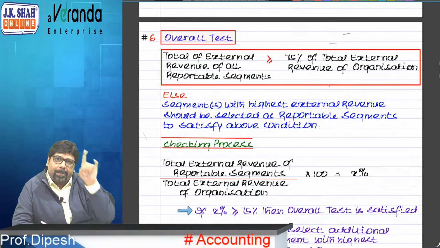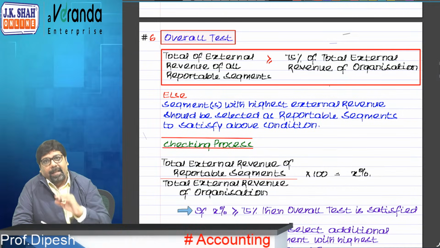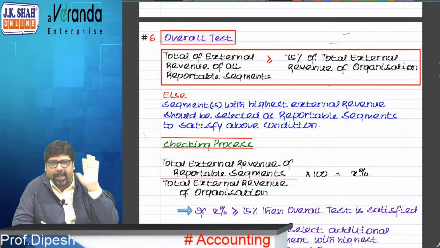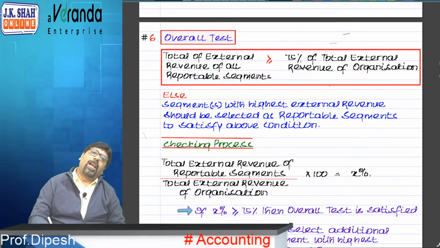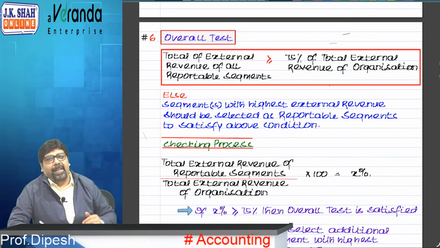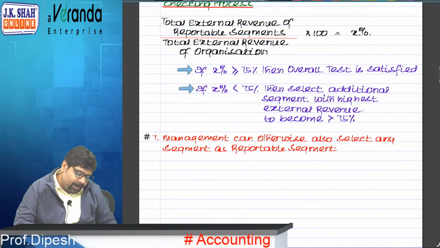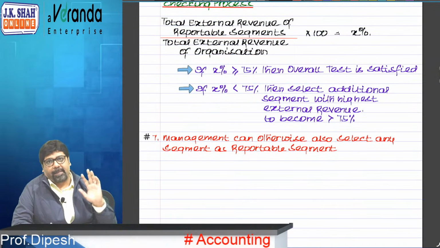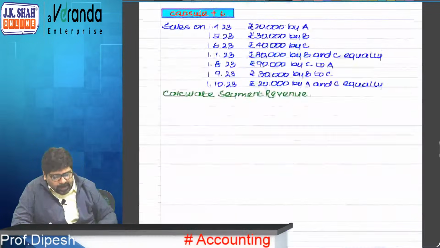Overall, all reportable segments put together, revenue should be more than 75% of the total revenue of the organization. Revenue means external revenue. If it does not satisfy, keep on including extra segments to satisfy the condition. Last, any segment which management feels they want to disclose, they can disclose. Management can otherwise also select any segment as a reportable segment. That is their choice.